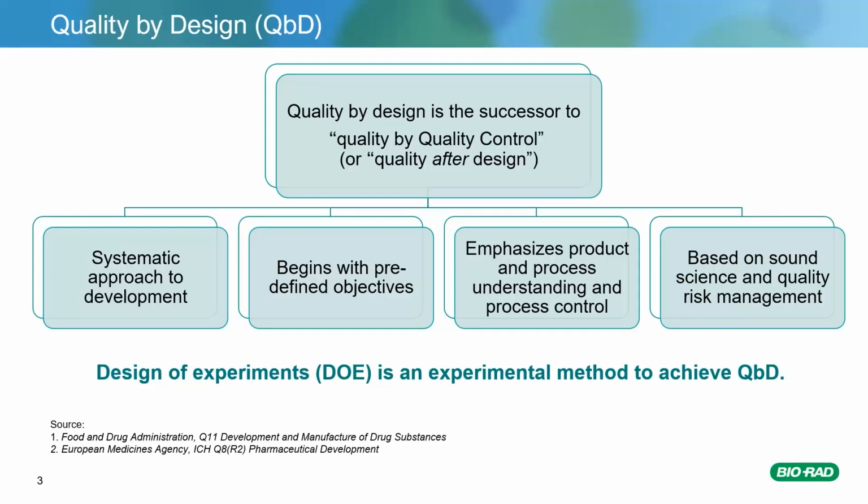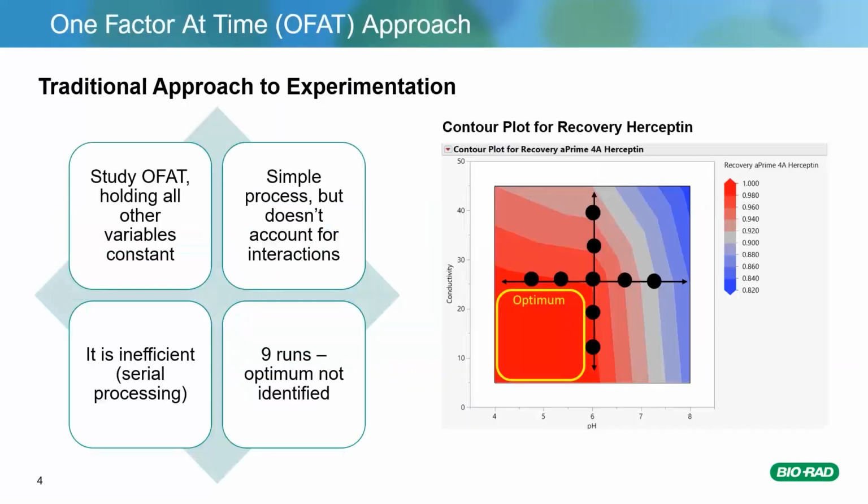The traditional approach to experimentation is called OFAT, which stands for one factor at a time. In short words, it implies changing one factor, for example pH, while holding all other variables constant. It is a straightforward approach, but it's very inefficient.